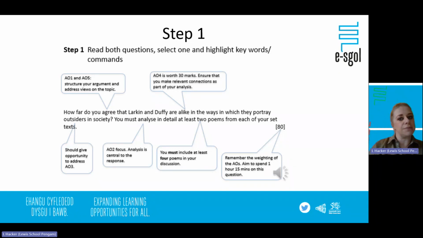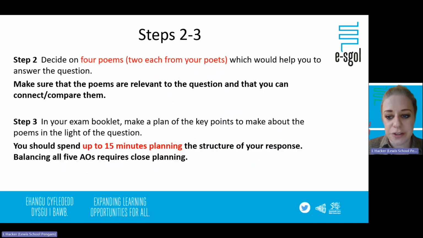So we're not going through line by line of each poem. We are selecting 5 to 6 key elements of each poem that answer that particular theme. You must analyse in detail at least 2 poems from each of your set texts. And that's just signposting for you how much you need to include in this particular essay. So steps 2 to 3 then.